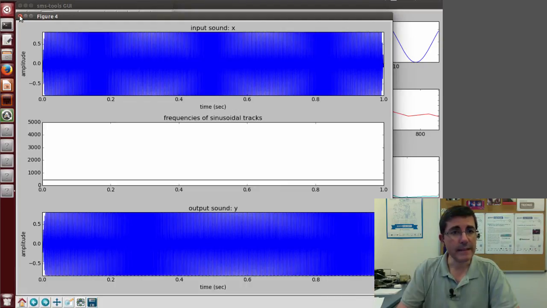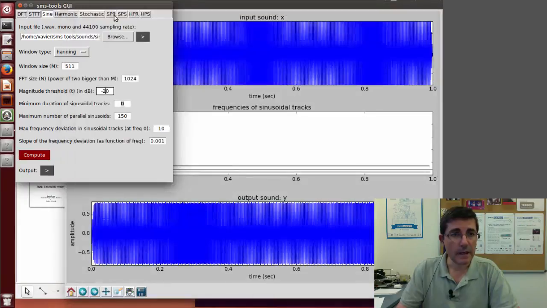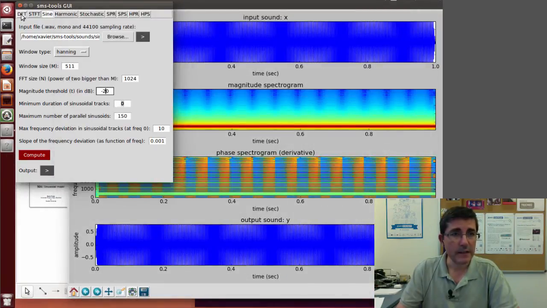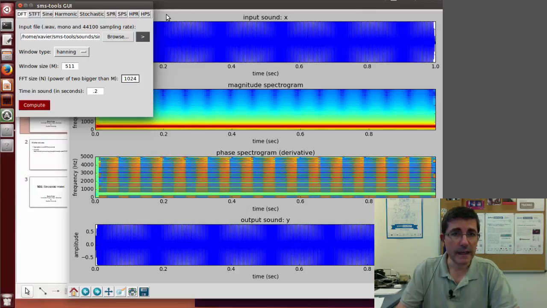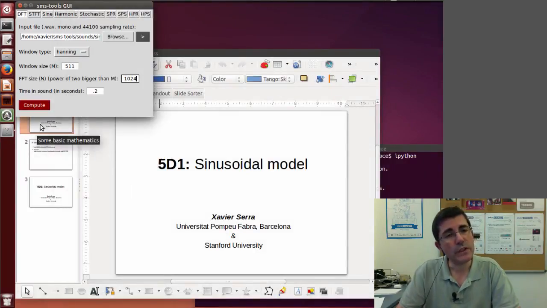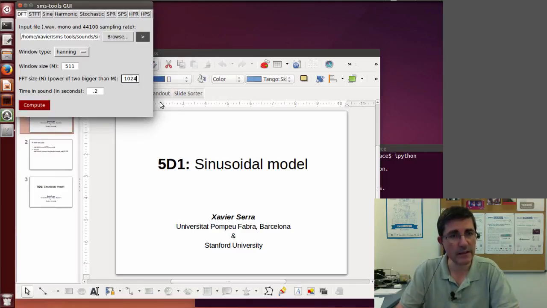Okay, let's complicate this and analyze a little bit more complicated signal, for example, 2 sine waves. So let's go back to the DFT and let's get rid of all these windows, and let's open the sum of two sine waves, 440 and 490 hertz summing together.